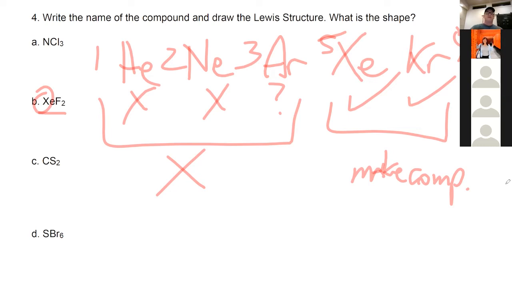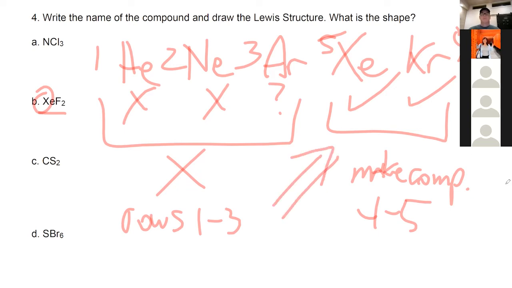So if these are in the first 3 rows, and these are in rows 4 and 5, what's different about these two? They still have 8 valence electrons. Neon is 8, argon is 8, xenon is 8, krypton is 8. But what's different about them? As you go down the periodic table, what happens?